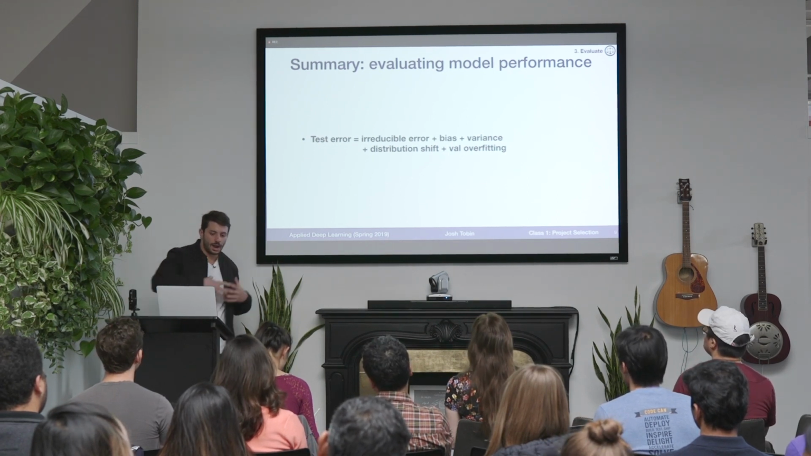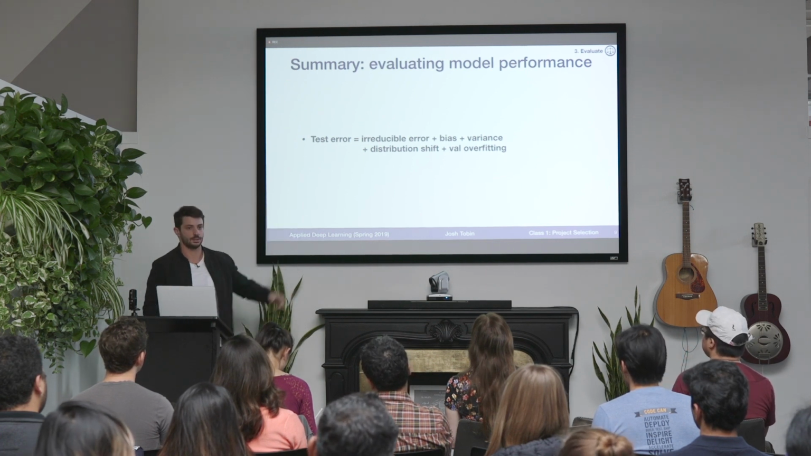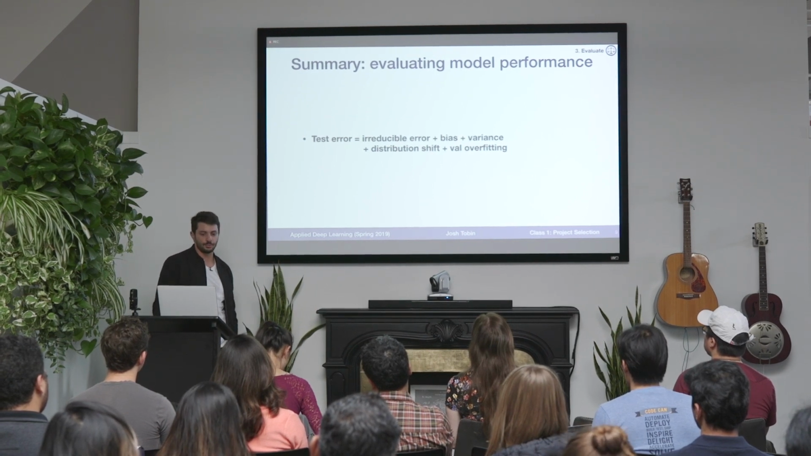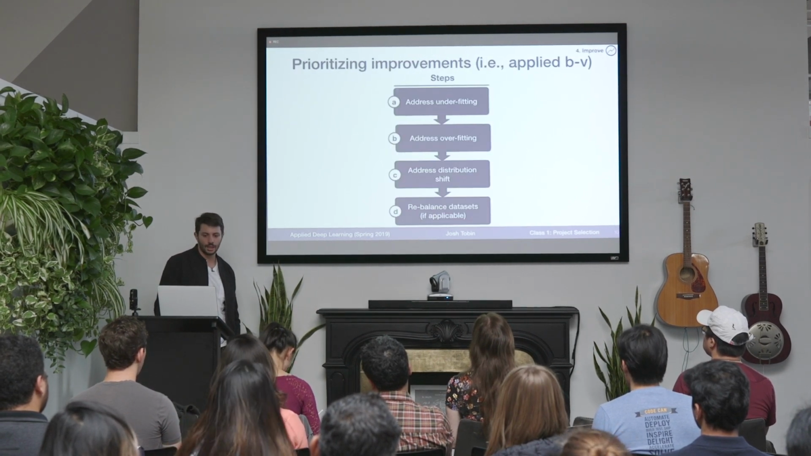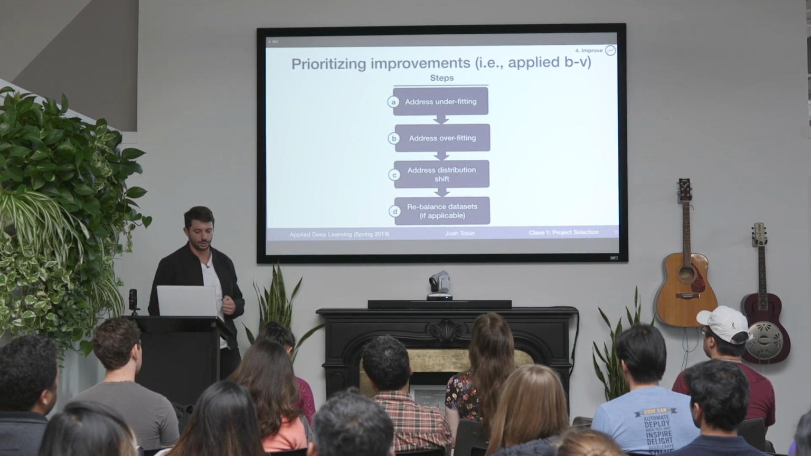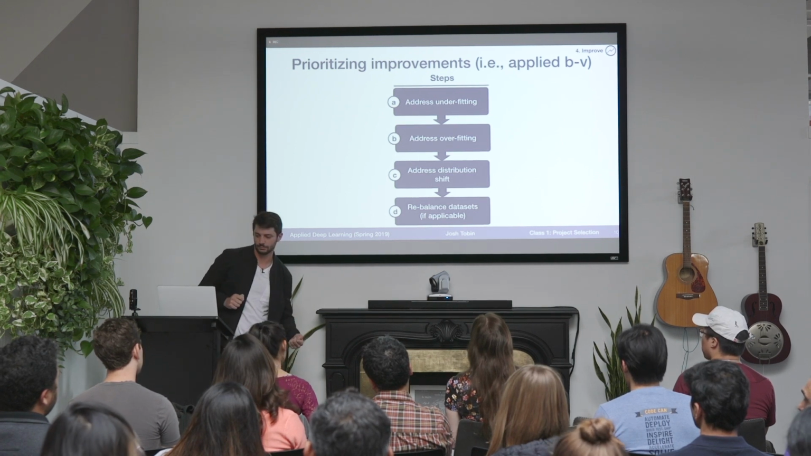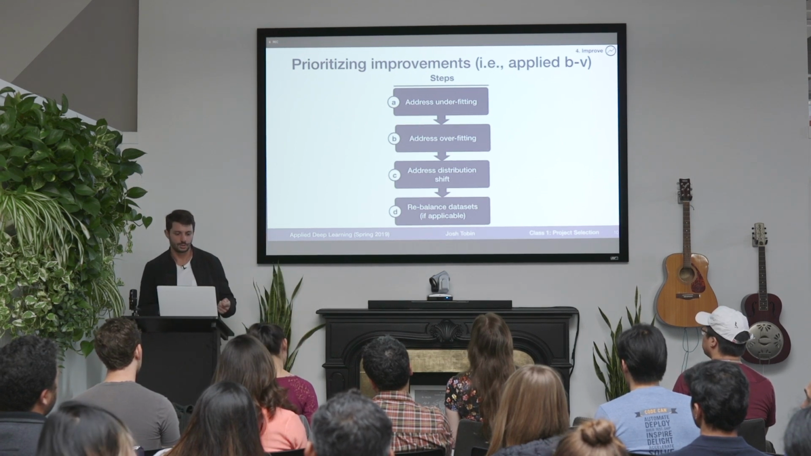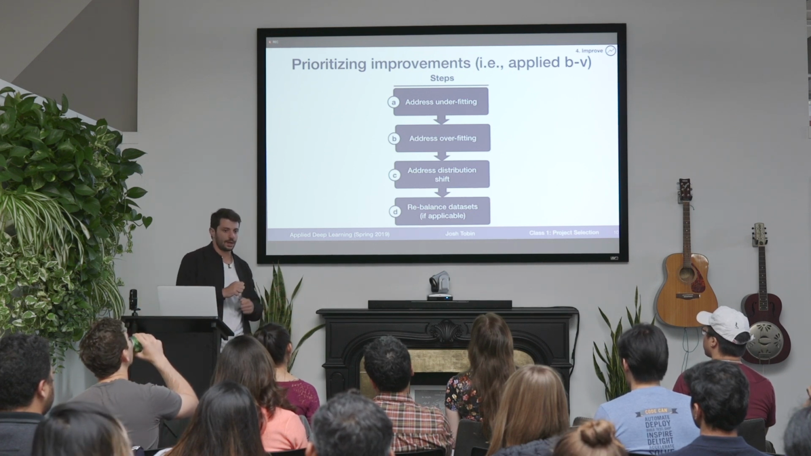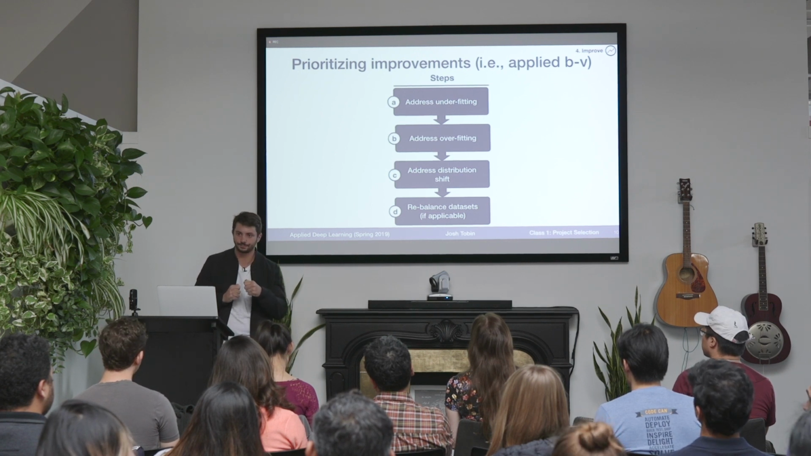Okay, so now you've evaluated your model's performance, and you've gotten a sense of which of these components is the main contributor to the error. The next step is to figure out how to improve your model, and this is the order that I recommend doing it in. First you address underfitting. So first you make sure that you can get train error as low as you want it to go. Once you can do that, then I move on to overfitting. So then make sure that the gap between train and validation is not too large.